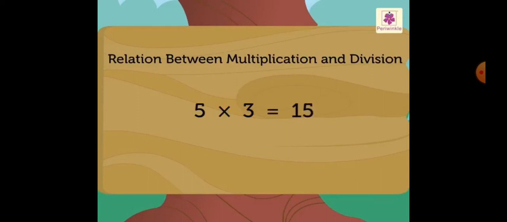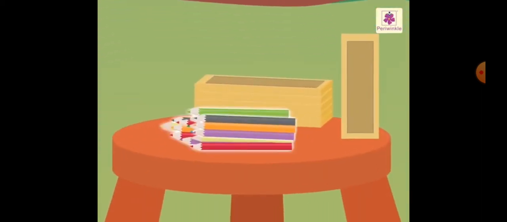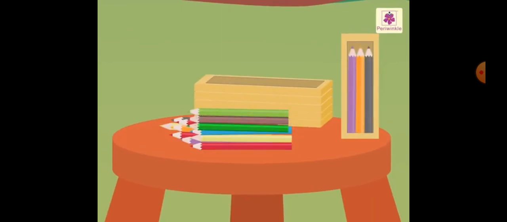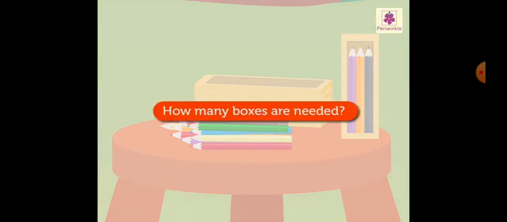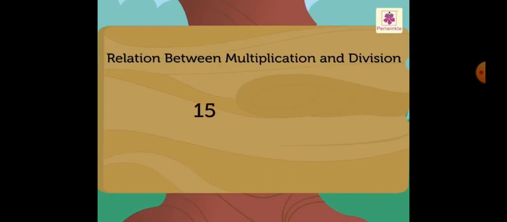Now, let us look at it in another way. There are 15 pencils. If each box can accommodate 3 pencils, then how many boxes are needed for 15 pencils? So, here we need to divide 15 by 3 to find the quotient. Therefore, 15 divided by 3 is equal to 5.